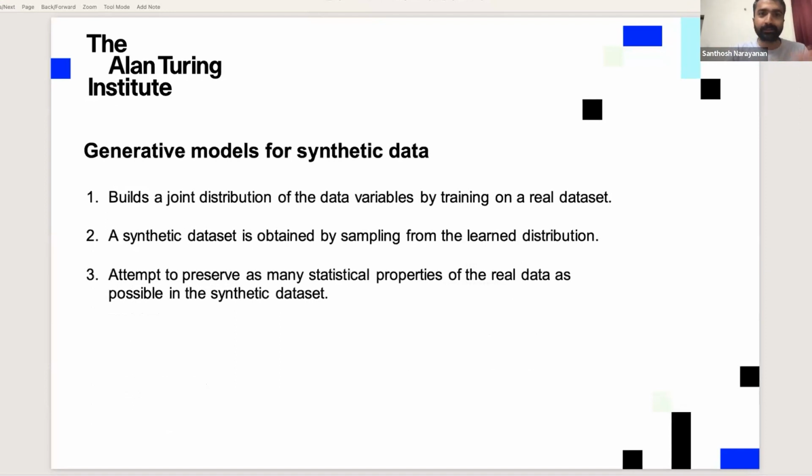All right, so now let's look at more of the conceptual side of things. When we want to generate synthetic data, we rely on generative models. So how does a typical generative model work? It works by building a joint distribution of all the different data variables by training on some small set of real data. It need not be small, but typically that might be how it works in practice. Once the joint distribution is learned, any amount of synthetic data can be obtained by simply sampling from this learned distribution.